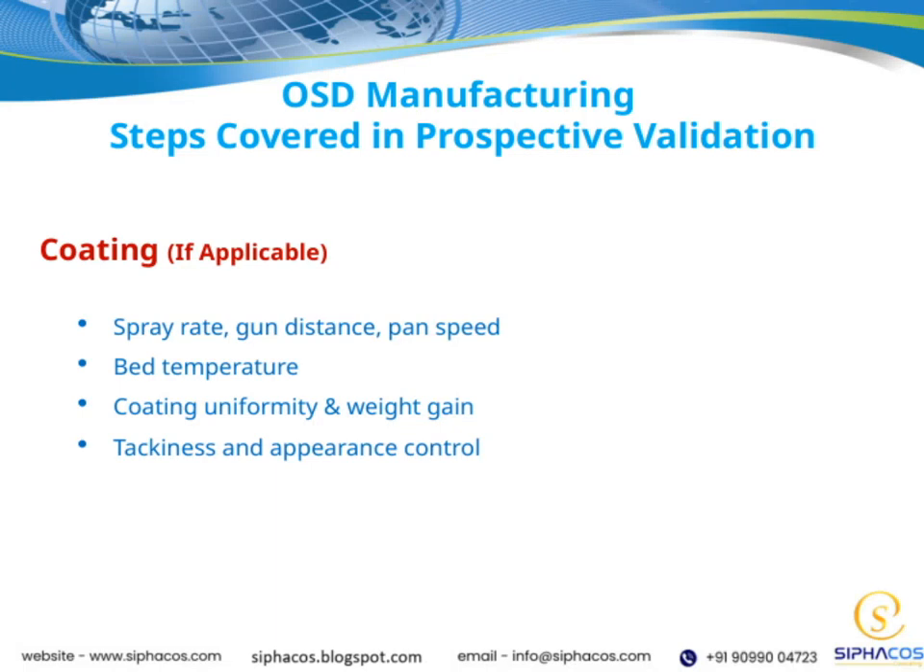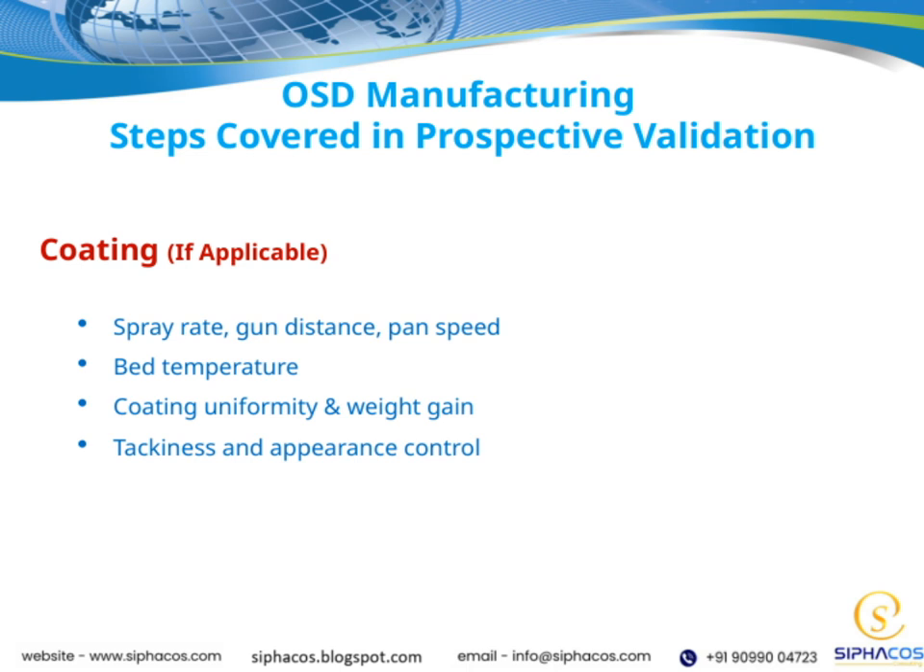Now, let's take a closer look at the steps covered in prospective validation for OSD manufacturing. First, we focus on spray rate, gun distance, and pan speed. These parameters are critical because they directly influence the coating process, ensuring that the application is consistent and uniform. Next, we consider bed temperature, which is essential for proper adhesion and drying of the coating. Maintaining the right temperature helps us achieve the desired quality and performance.